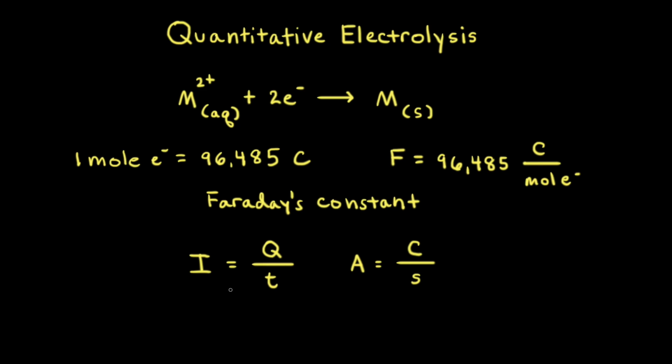And charge is related to current and time by this equation. So I is equal to Q over T, where I is the current, Q, capital Q is the charge, and T is the time. Sometimes you see a lowercase q for charge. Charge is measured in coulombs, and time is in seconds. And 1 coulomb per second is equal to 1 ampere, so current is measured in amperes.